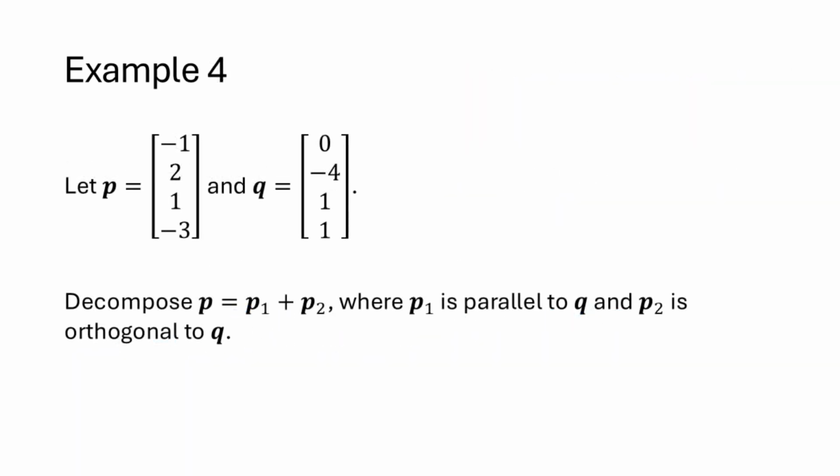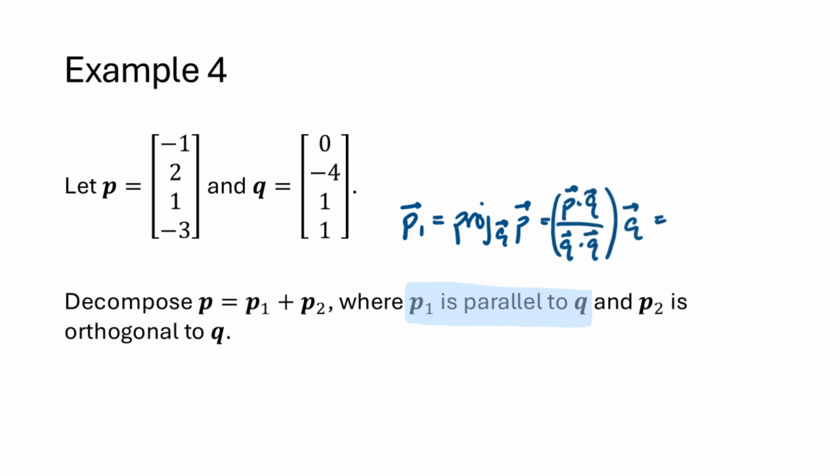In this example, we're asked to decompose the vector p into p1 plus p2, where p1 is parallel to q and p2 is orthogonal to q. So hopefully from the previous pictures that we were looking at, you realize that p1 is the orthogonal projection onto q of the vector p. And our formula for that is going to be p.q divided by q.q times q. We compute those dot products, we get p.q is negative 10, q.q is 18, and then when we multiply negative 10 over 18 times q and simplify, we get 0, 20/9, negative 5/9, negative 5/9. So that's p1. What's p2?